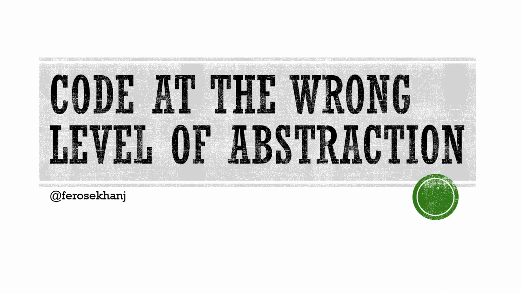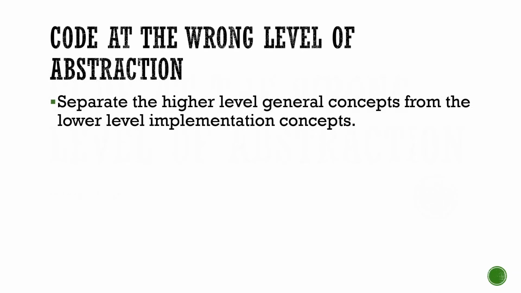In this video I'm going to explain about code at the wrong level of abstraction. What is code at wrong level of abstraction? It means we should separate the higher level general concepts from the lower level implementation concepts. If you mix them up, then your abstraction can become meaningless after some time.